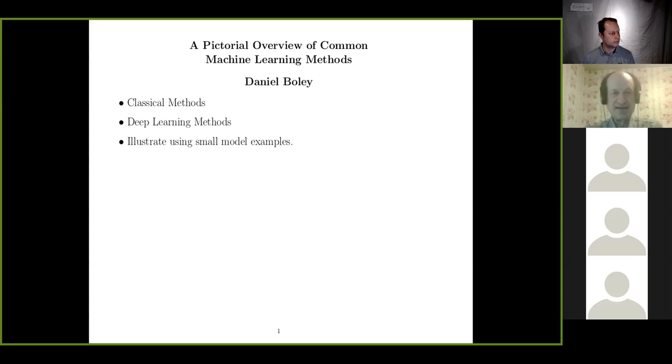So let me get started. I'll spend some time on classical methods that are still useful in a lot of ways in machine learning, illustrate a couple of deep learning methods, and illustrate everything using some small toy examples. I'm trying to keep the mathematics to a minimum. In fact, I don't think I have a single equation in this talk. So I'm going to be using my toy example to illustrate everything.